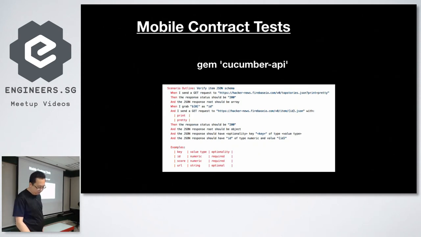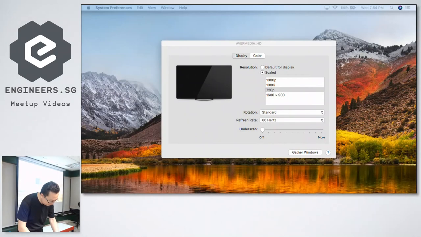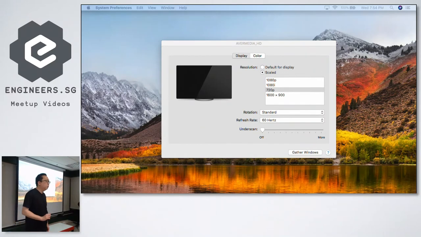Okay, so let me show you what I have done. I tried to be a bit too smart. I went online to find a random, very simple iOS project, and then I tried to implement this contract test onto it. Let me first show you what this app is about.